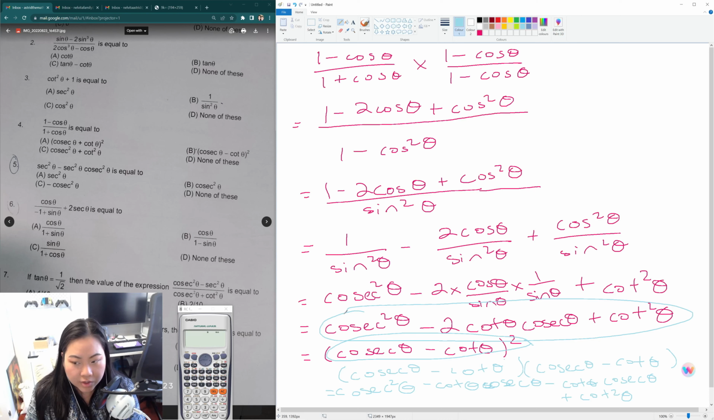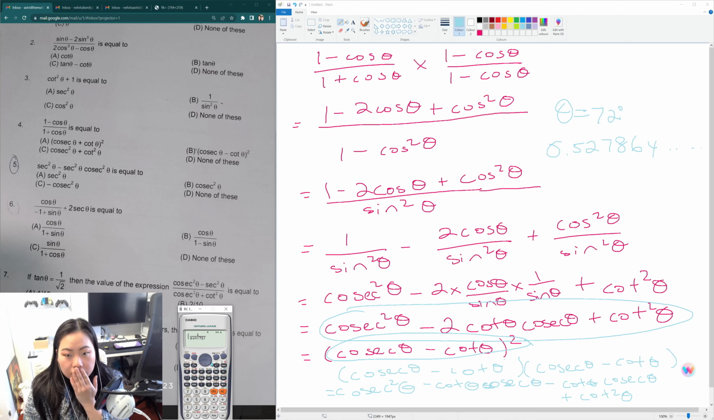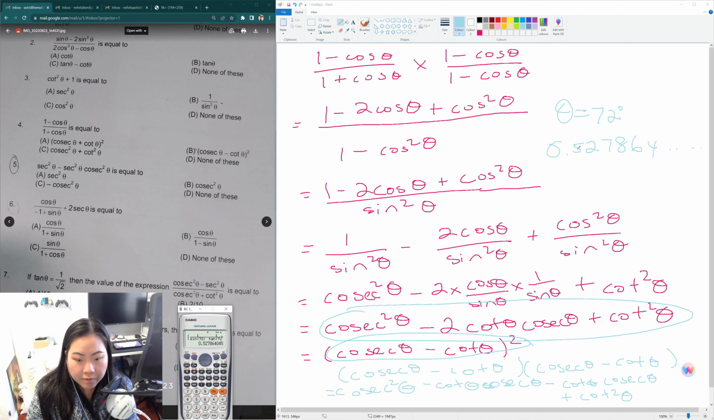And we've got 0.527864... And now we put it in the answer we chose, B. 1 over sine 72 degrees minus 1 over tan 72 degrees, all squared. 0.527864... There you go.